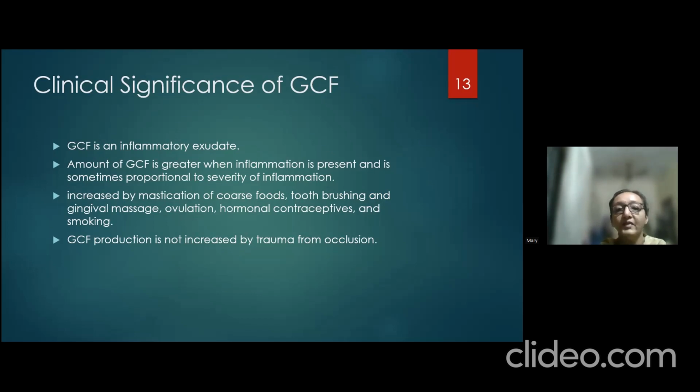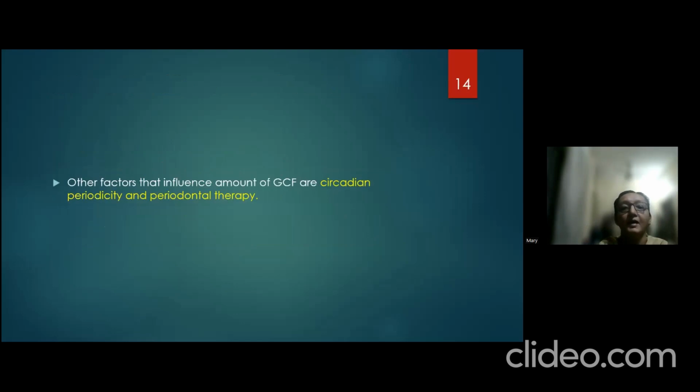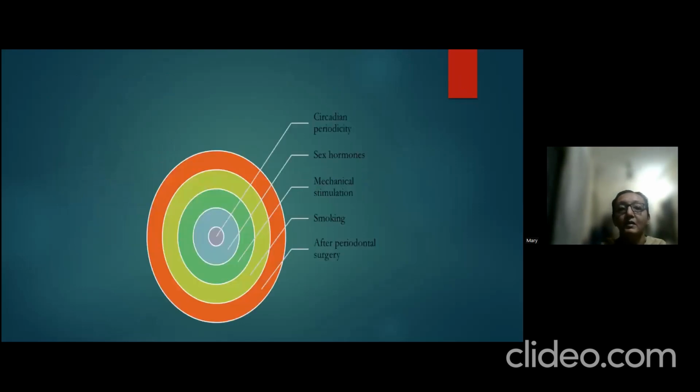Also, hormones affect the quantity of GCF produced, like ovulation and hormonal contraceptives, and the GCF is also found to be increased in smokers. GCF production, however, is not found to be increased in trauma from occlusion. So this is a point to be noted. Other factors which influence the amount of GCF are the circadian rhythm, also known as circadian periodicity, and also periodontal therapy. So this is a summary of the conditions where we find an increase in the gingival crevicular fluid.